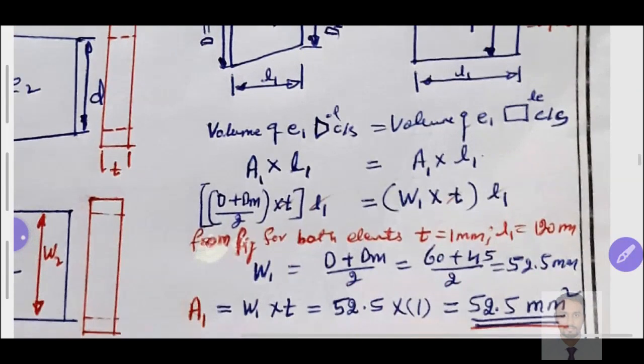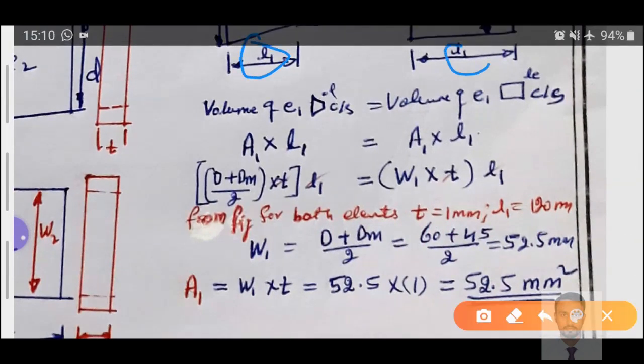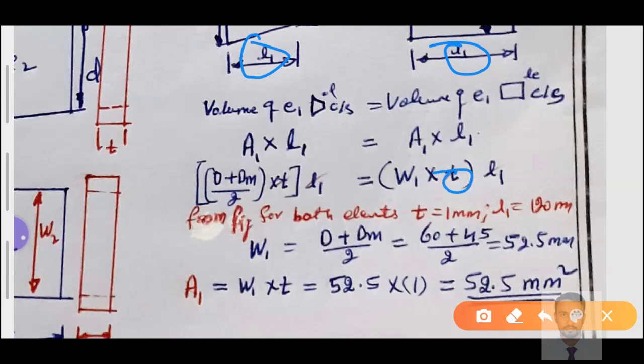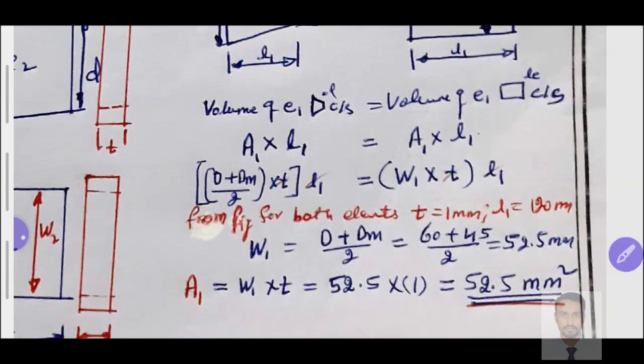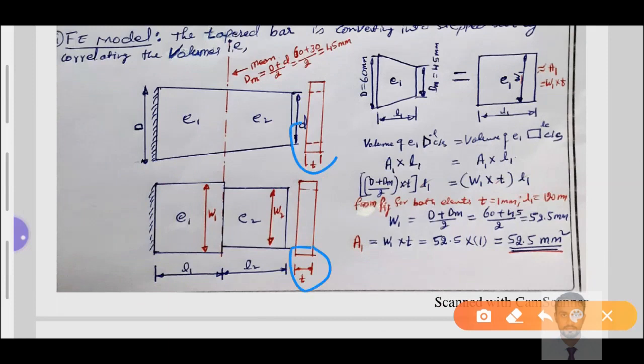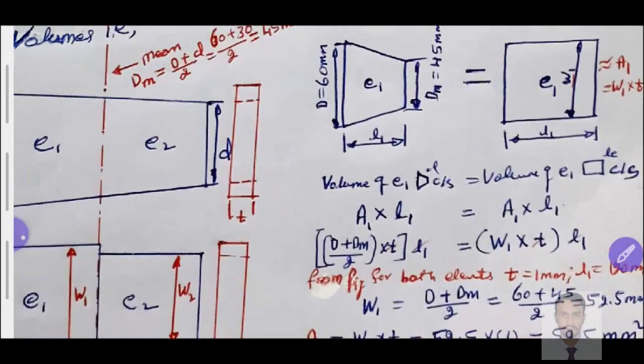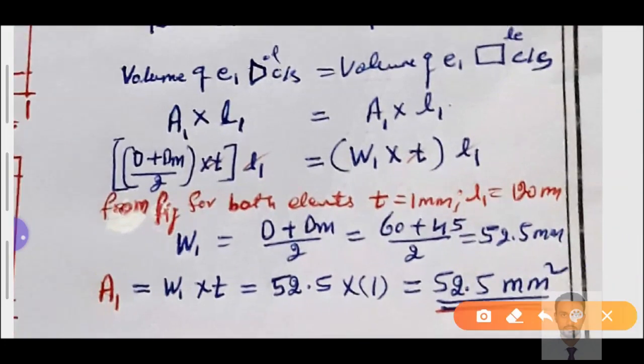We know that the length L1 remains the same for both, and the thickness of the elements remains the same here. You can check that the thickness of both elements is equal, the length is equal, but the width is not equal, which we need to find, the question mark. To find that, we have T equal to 1 mm, L equal to 120 mm. L1 T will get cancelled, leaving W1 equal to (D plus D mean) divided by 2.